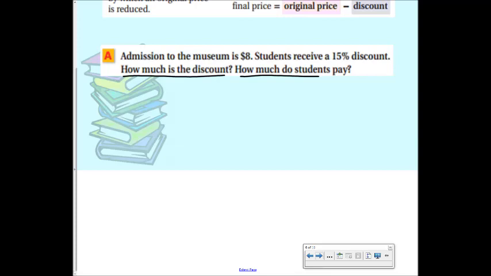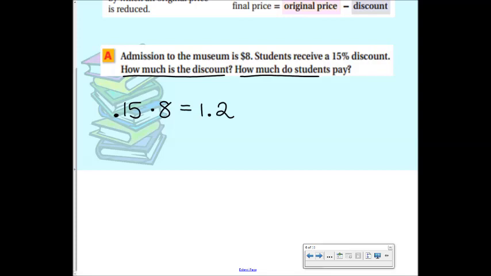So if they receive a 15% discount, what percent? That becomes 0.15. So I'm going to do 0.15 times what? Times 8. Which is going to give me 1.2, thank you. All right, and then so that's how much the discount is. And then how much will the students pay?